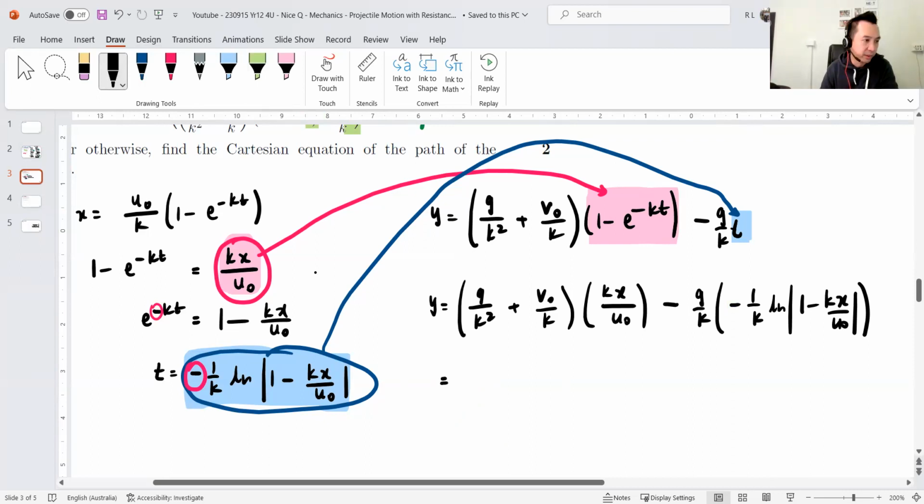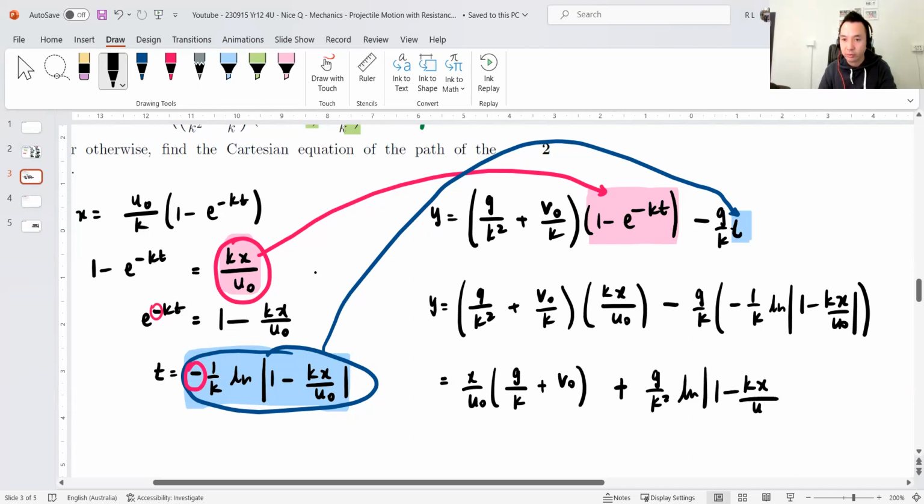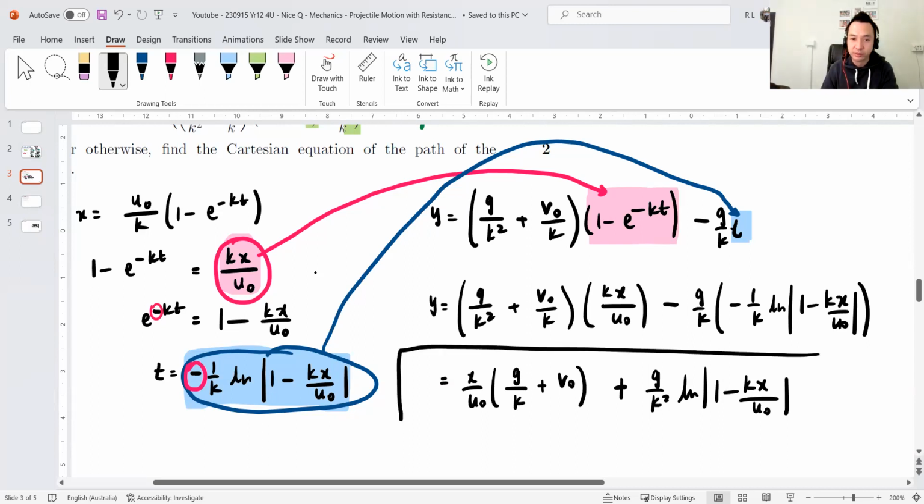Okay. So when I expand this, they wanted to isolate the x by itself. So you basically go k on u0. Actually, the k comes in. I think they wrote it like this: x on u0. They made the k come in and cancel some k's out. So that's g on k plus v0, and then plus, not minus like in the solutions, g on k squared ln 1 minus kx on u0. And that's a Cartesian. Oops, I'm missing the y.